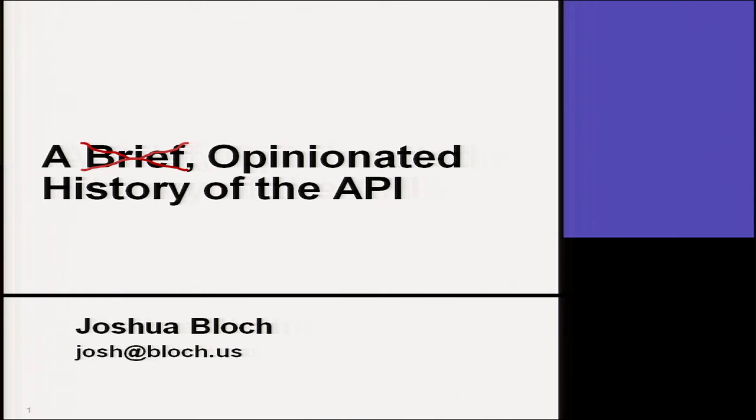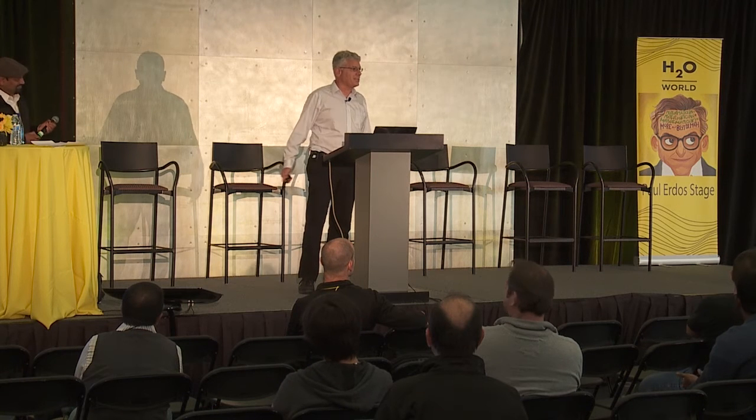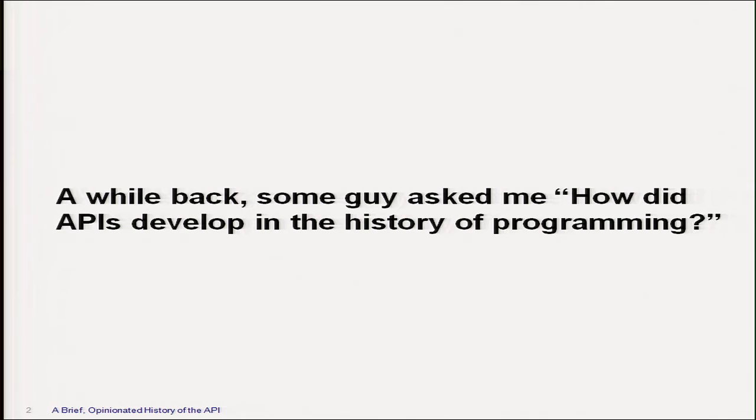All right, yeah, so as you can see, the talk is called A Brief Opinionated History of the API. It's not brief. I gave it in a 1 hour slot at UPSLA. I have been informed that I have at most 40 minutes, so I'm going to talk fast. A while back, some guy asked me, hey, how did APIs develop in the history of programming?